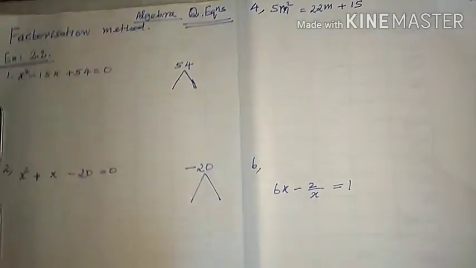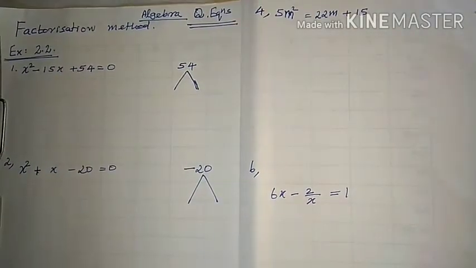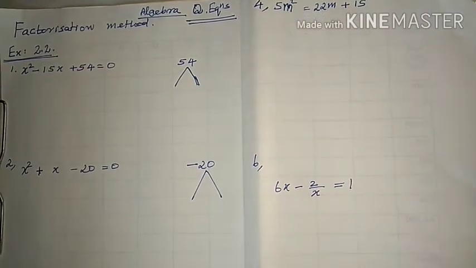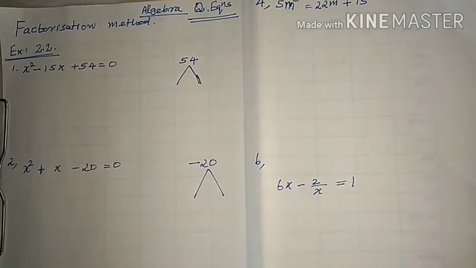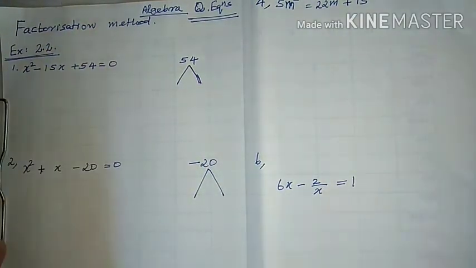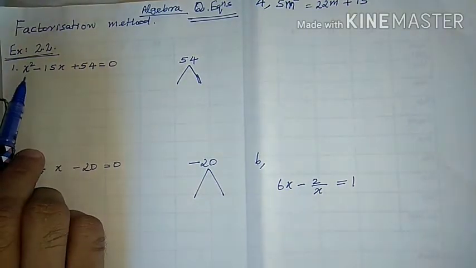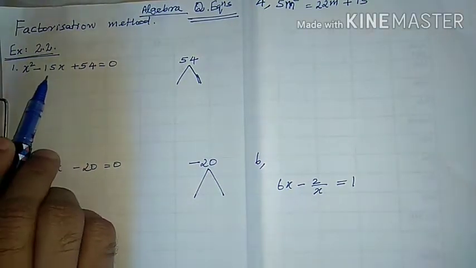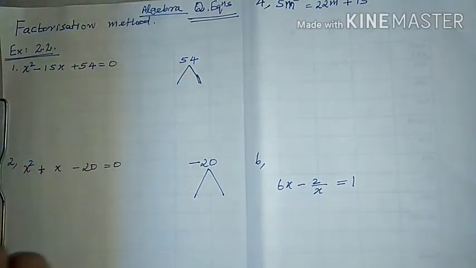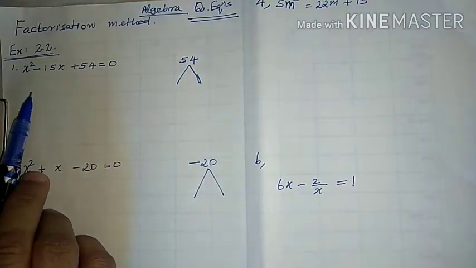Today we are starting with quadratic equations, the factorization method of solving equations. Factorization means what? Finding factors of numbers. Suppose we start with exercise 2.2. First question is x square minus 15x plus 54 equal to 0. Solve this by factorization method.